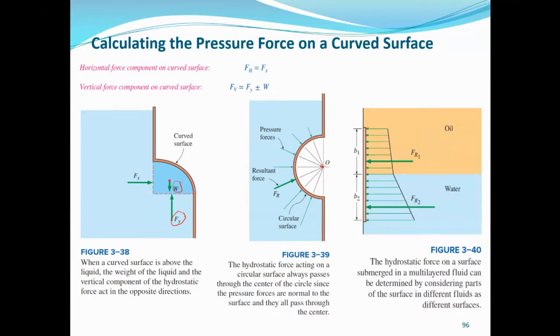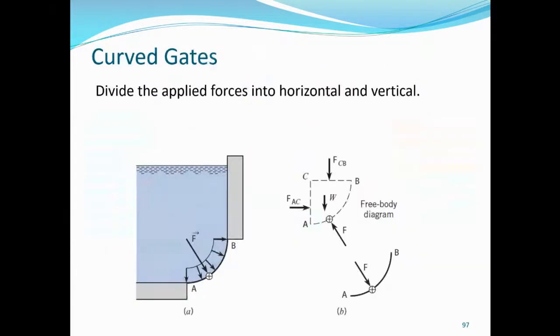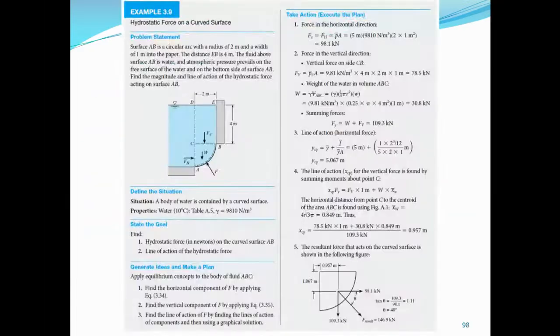Then when you have two different fluids, like water and oil, we treat them separately. In this case, we find the resultant force for that part lying in water, and we find the resultant force for that part lying in oil. And then the overall hydrostatic force is the summation of these two resultant forces. We'll take examples on the curved gates.